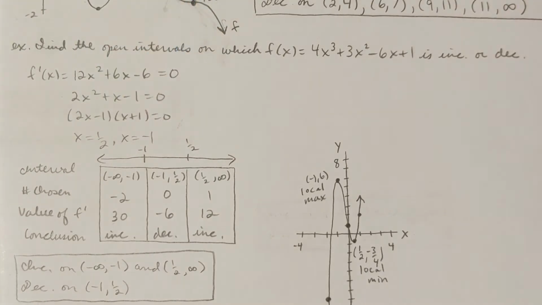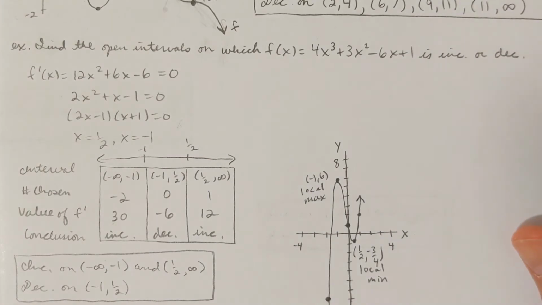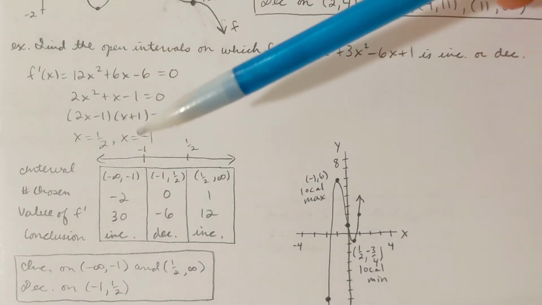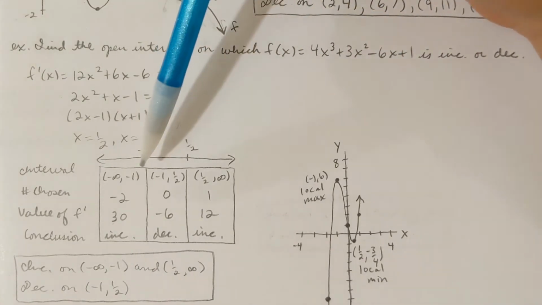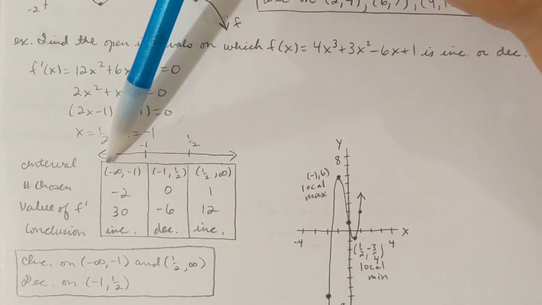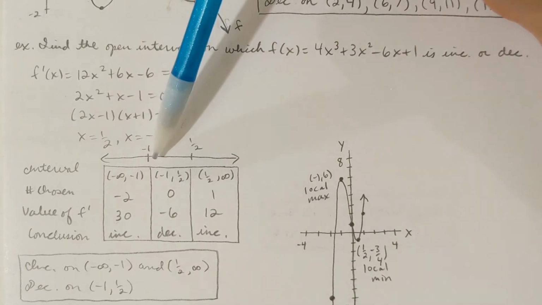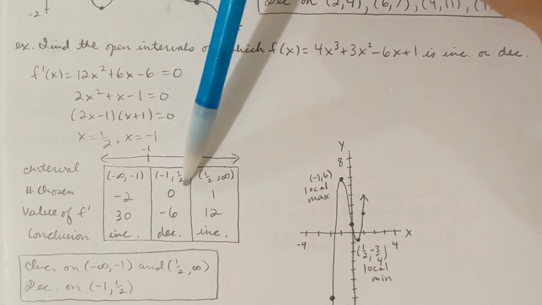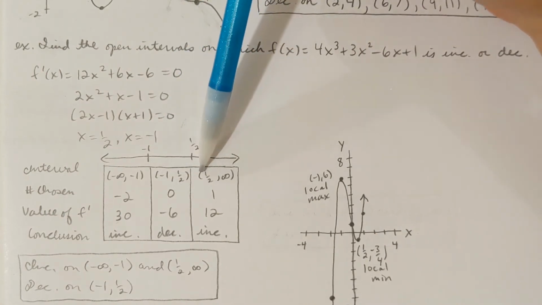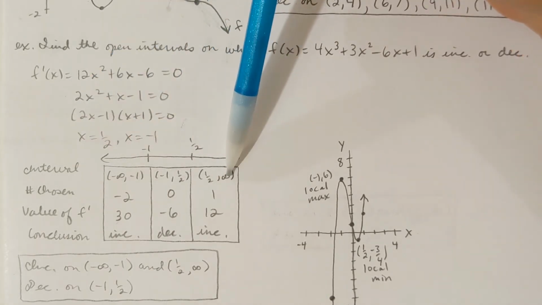The next thing I'm going to do is build a table revolving around the real number line and these two critical numbers. Okay, and so I've done that. Now, in this first column, I'm representing all the numbers that are less than negative 1, so my interval is negative infinity to negative 1. In the middle column, I'm representing all the numbers between negative 1 and 1/2, so that interval would be negative 1 to 1/2. And in the last column, I'm representing all the numbers bigger than 1/2. Using interval notation, that would be 1/2 to infinity.